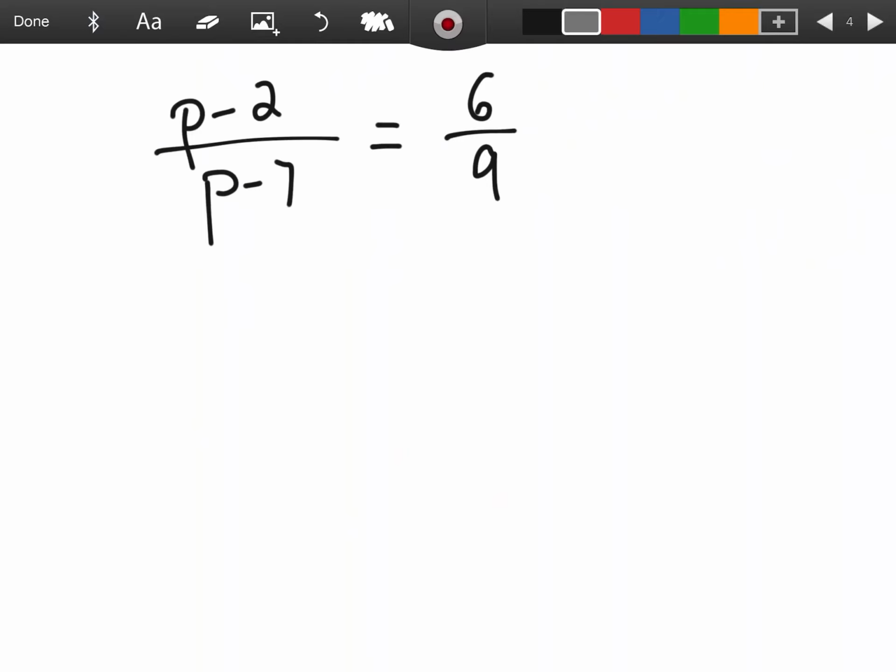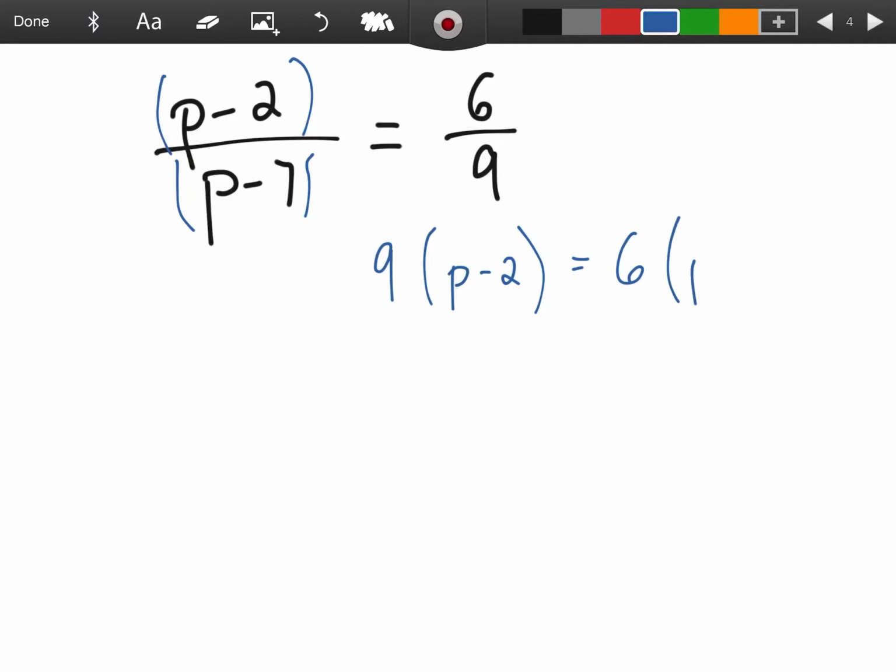Here we have the variable in 2 different spots, but that is okay. We're just going to do that cross multiplication. So using cross multiplication, I have 9 times p minus 2. Again, I'm putting it in parentheses because you can imagine that there's parentheses around the numerator there, and same thing, you can imagine that there's parentheses around this denominator to start. So that's 6 times p minus 7.